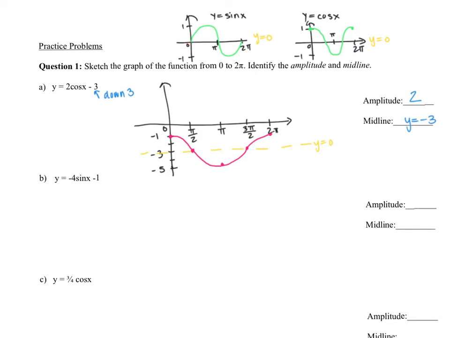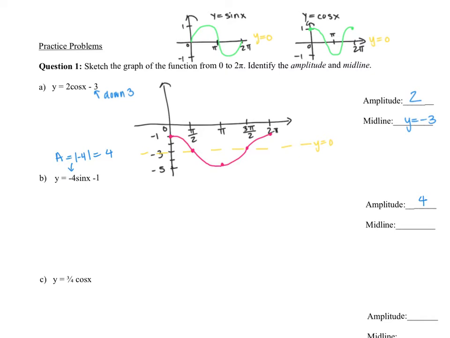But this one might be a little bit different. So I notice I have a -4 in front of sine. So that tells me my amplitude is positive 4, right? Because in this case, the amplitude is always in an absolute value form, or always positive. So amplitude, take the absolute value of -4, you get positive 4.